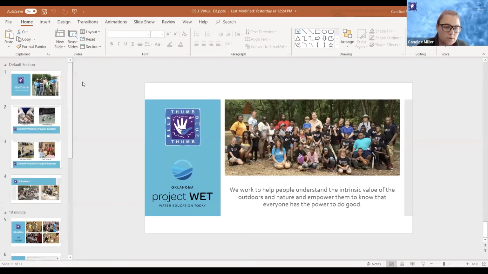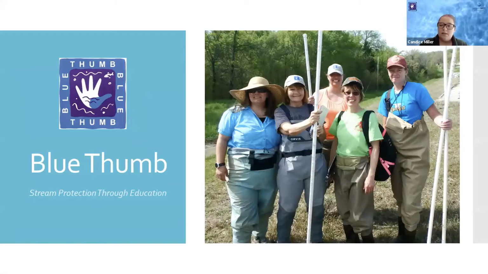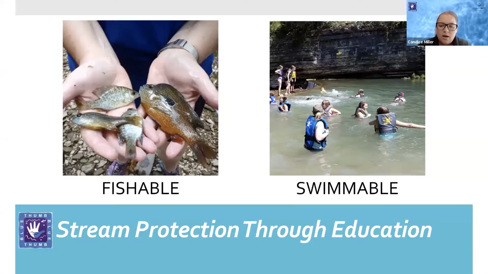And presentation mode here. So Blue Thumb is hosted by the Oklahoma Conservation Commission. We have a full-time staff of 5 that cover the entire state. And our mission is stream protection through education. Part of our funding, or most of our funding, comes from the Clean Water Act, and specifically the portion that deals with non-point source pollution.